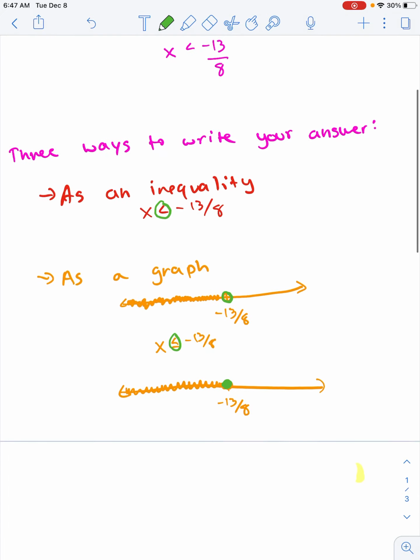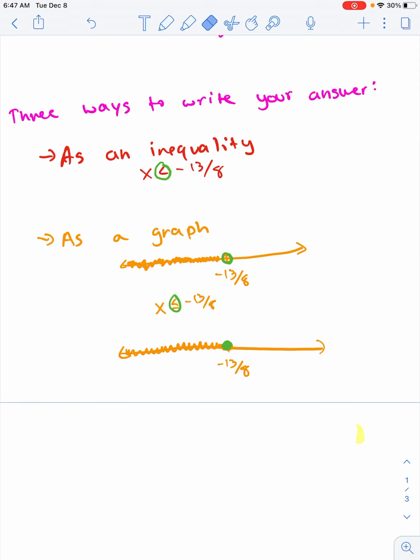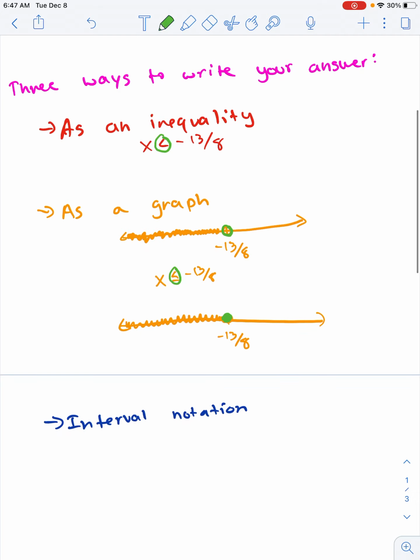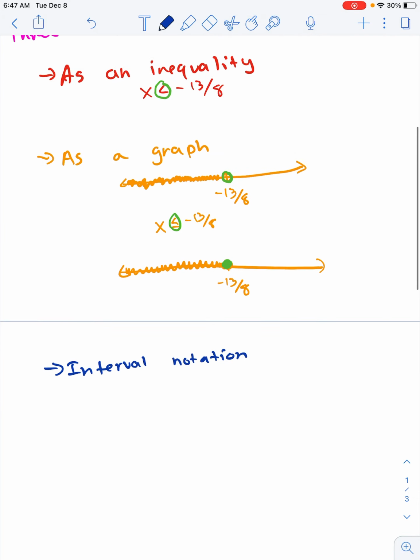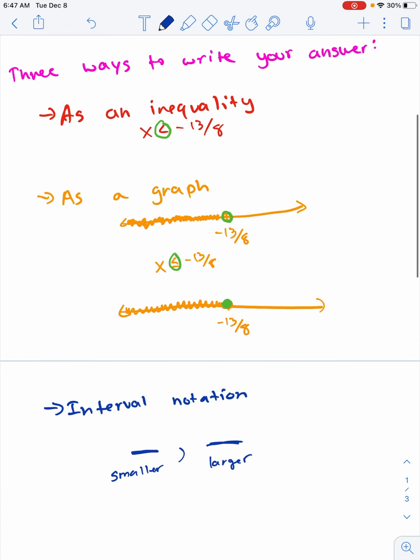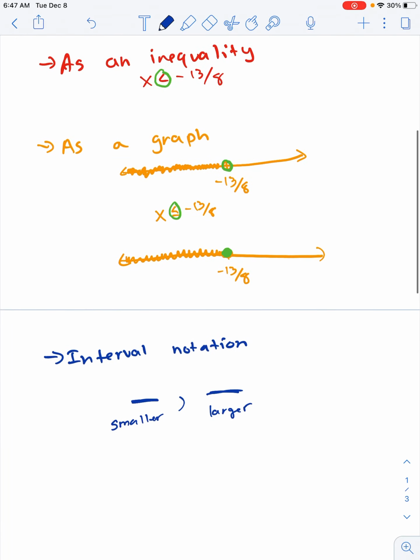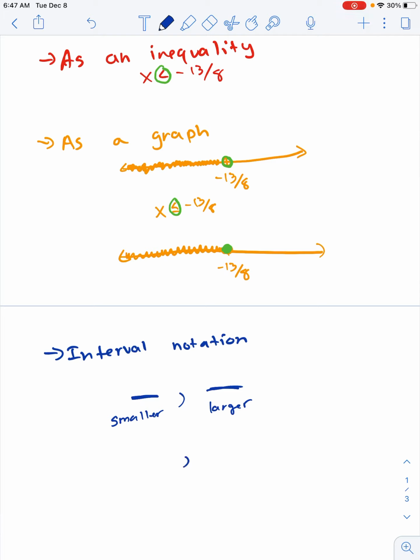Okay. Then we have one more way to write our answer. We could use interval notation. So in interval notation, you're going to have two numbers. You're going to list two numbers. You're going to have your smaller number here and your larger number here. And you're basically saying you want the endpoints of your interval that x could be. So in this case, the largest number that x could possibly be is -13/8. And then it could get infinitely small, so you write -infinity here.